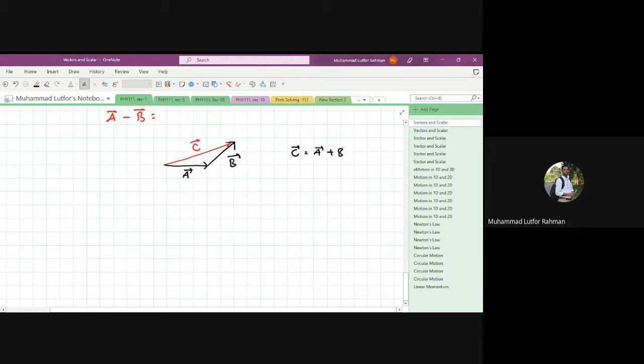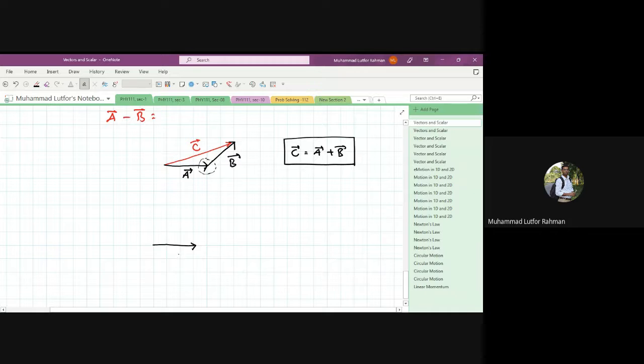But there is some condition. The condition is the vectors must be oriented in such a way that the head of the first vector is connected to the tail of the second vector, which I said is the head to tail connection. It has to be, otherwise we cannot use this vector triangle law. All right.